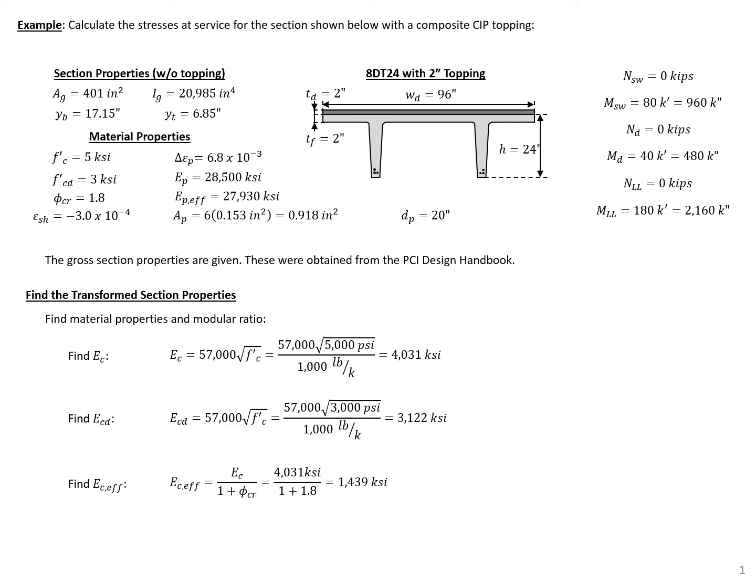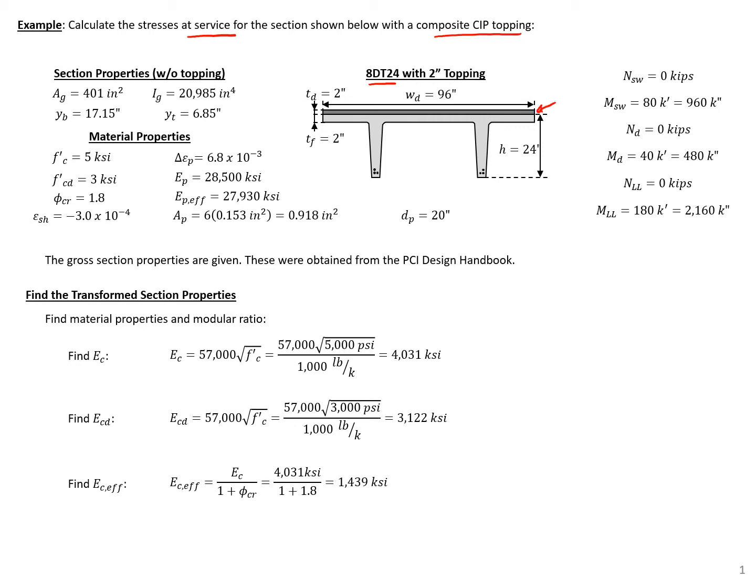In this example problem, we're going to calculate the stresses at service for the section shown below with a composite cast-in-place topping. So we have our non-composite section, which is a double T, an 8 double T 24, and we have a 2-inch topping on top of that double T.